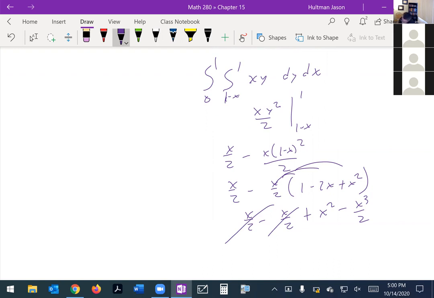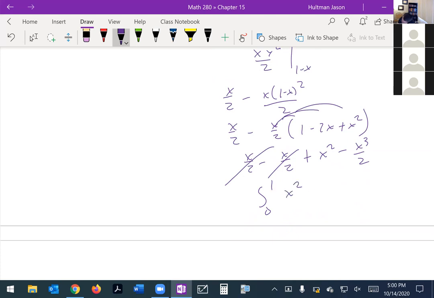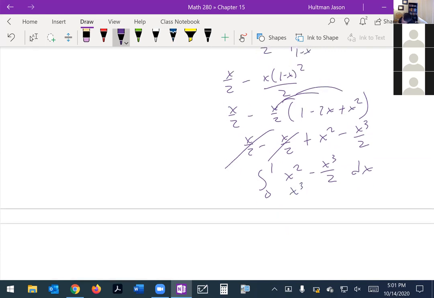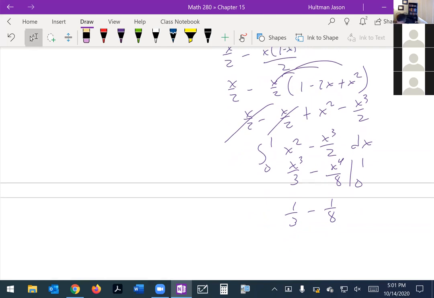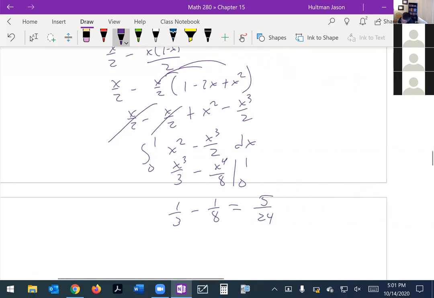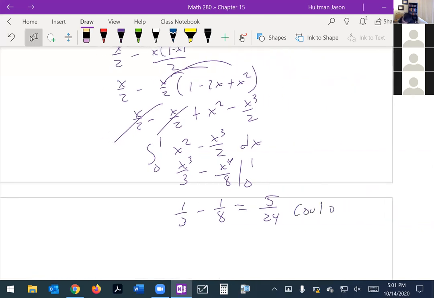Okay, and so now I want to integrate this from 0 to 1 dx. Okay, so this becomes x cubed over 3 minus x to the 4th over 8 from 0 to 1. So this just becomes 1/3 minus 1/8, which is 8/24 minus 3/24, which is 5/24. Okay, and charge is measured in coulombs. And so it's 5/24 coulombs is what the total charge is over that area.